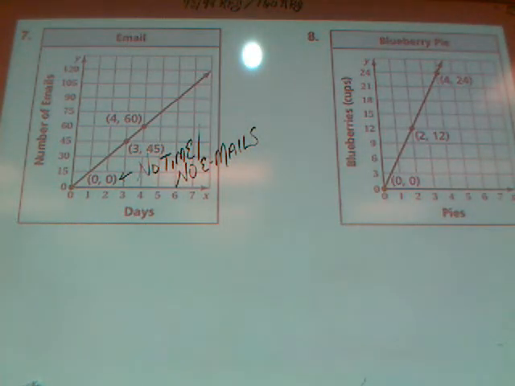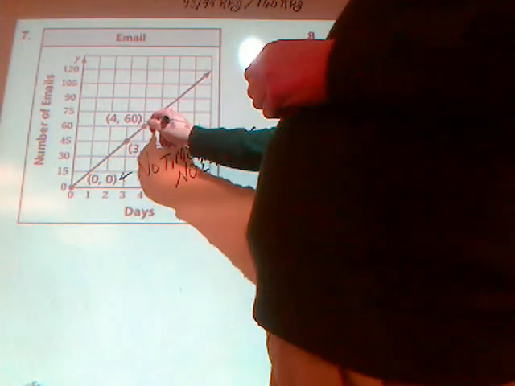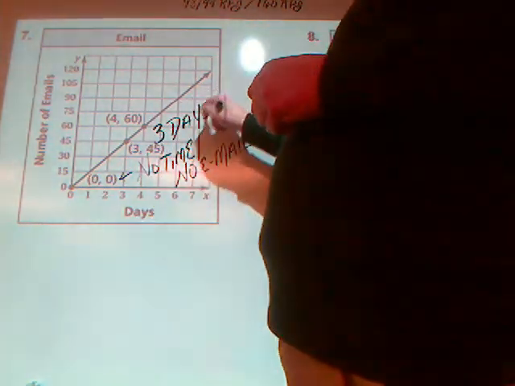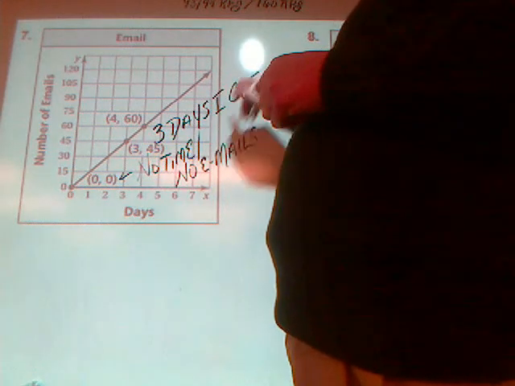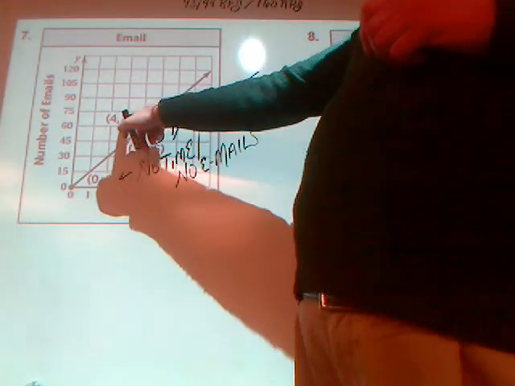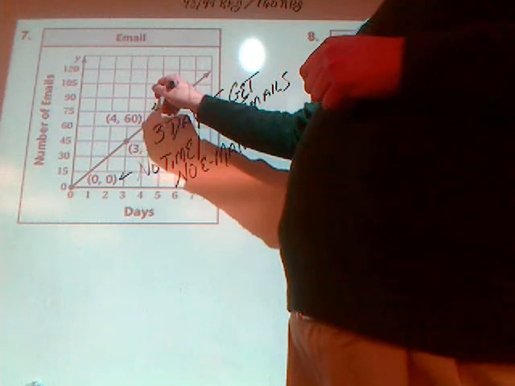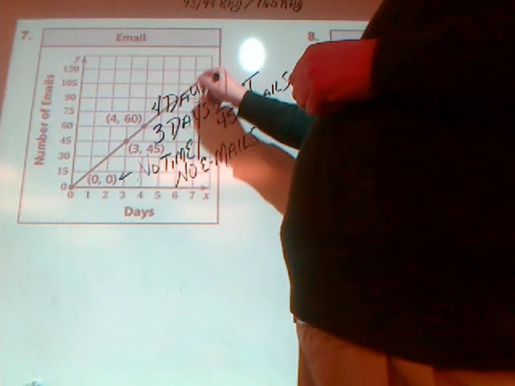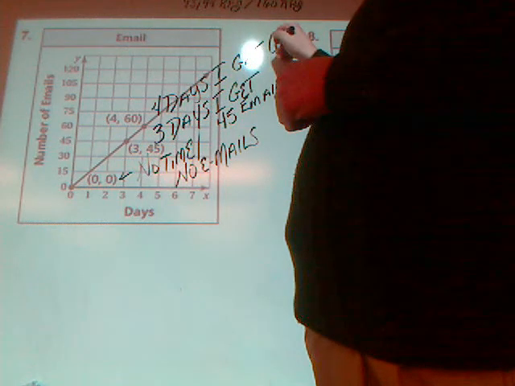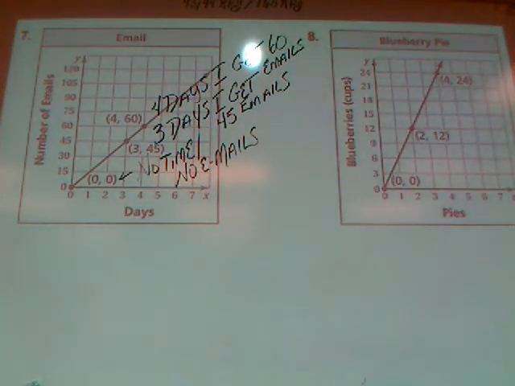So as we keep going here, at 3, 45, well, the x-axis is the number of days, so that's the 3, and the 45 is the number of emails, that's the y. So that means in 3 days, I get 45 emails. Similarly, as I look at 4, 60, since 4 is an x and 60 is a y, x-axis represents days, that means in 4 days, I get 60 emails. All right, let's come over here and look at this last one.